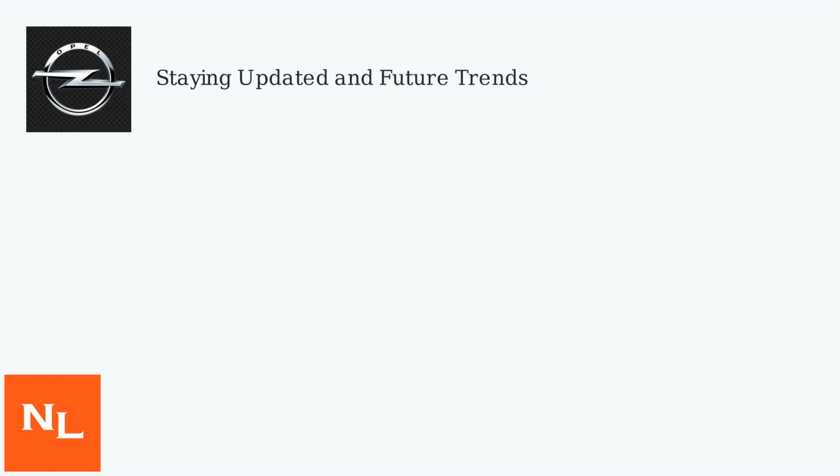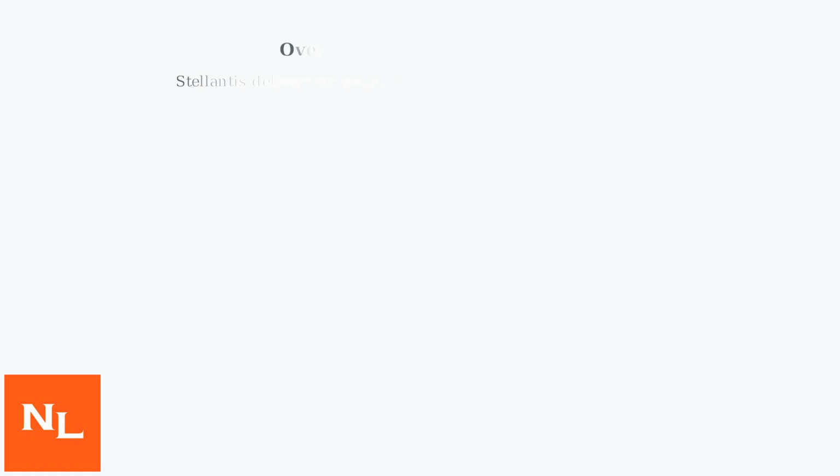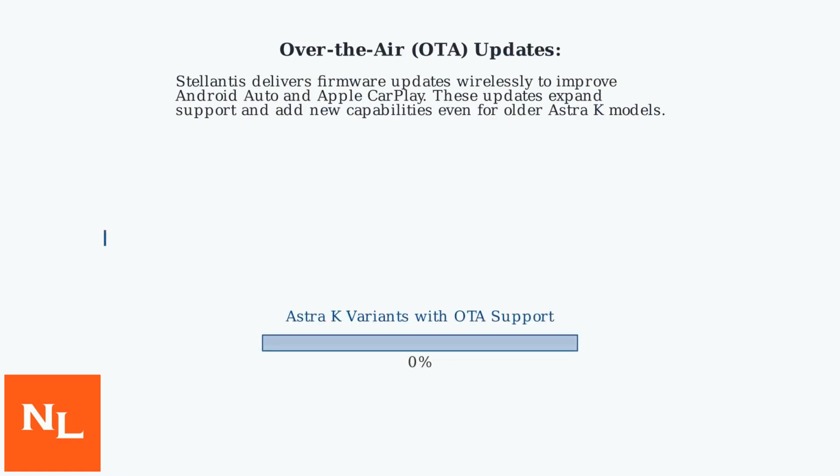Stellantis, Opel's parent company since 2021, provides over-the-air updates to enhance Android Auto and Apple CarPlay on the Astra K. These updates improve integration, add features, and ensure compatibility with newer phone operating systems. As of 2025, over-the-air updates have enabled Android Auto and Apple CarPlay support on 90% of Astra K variants, with Stellantis continuing to expand this through their connected services ecosystem.